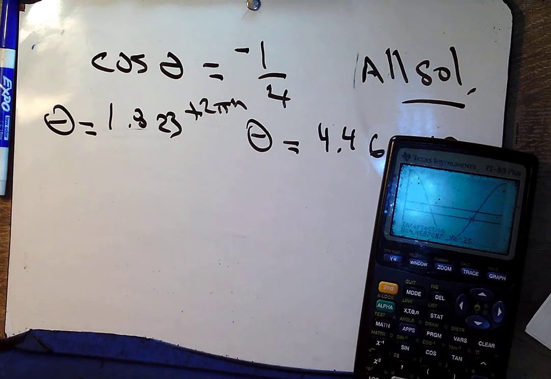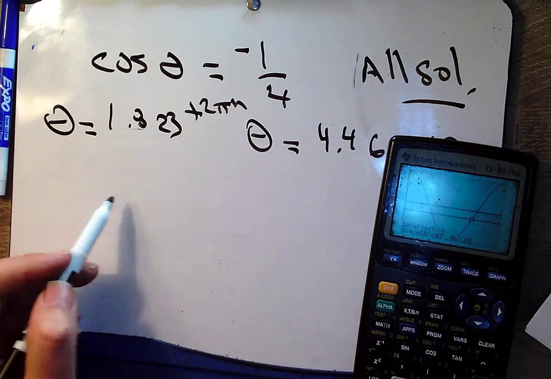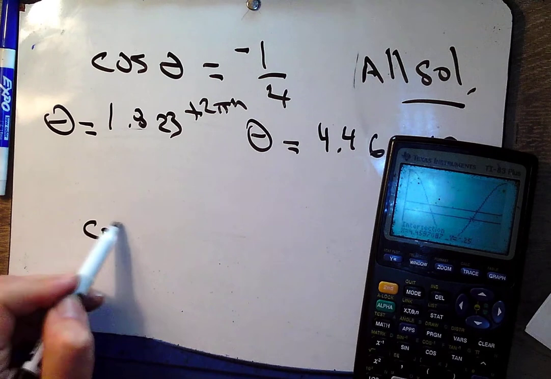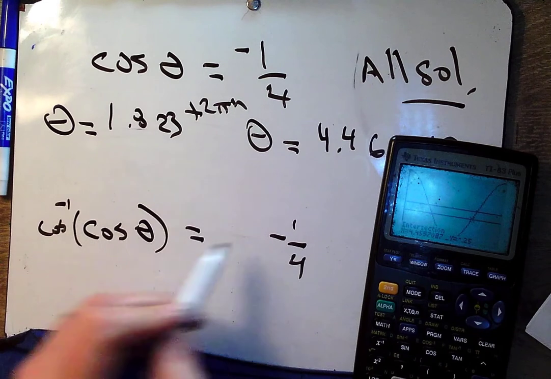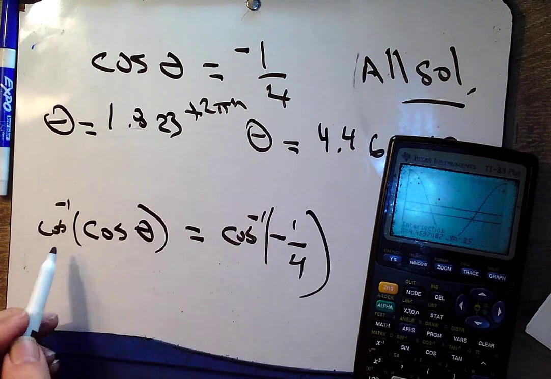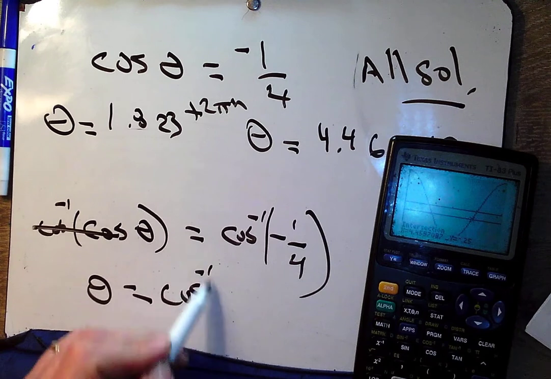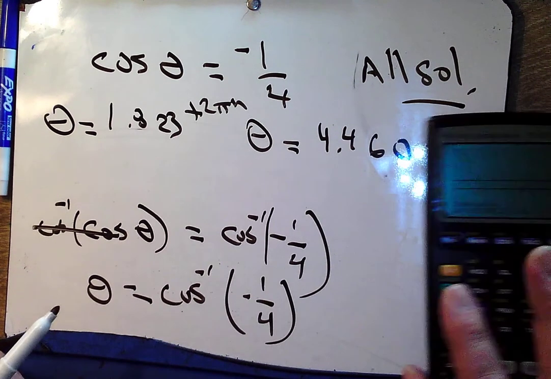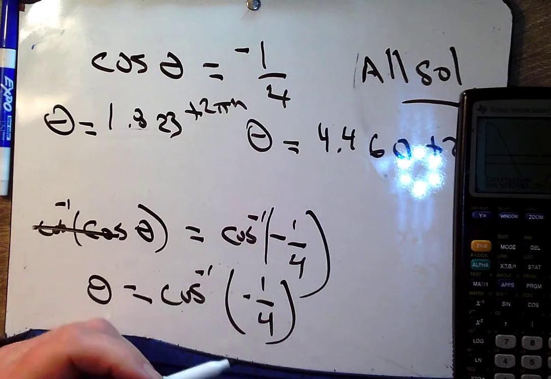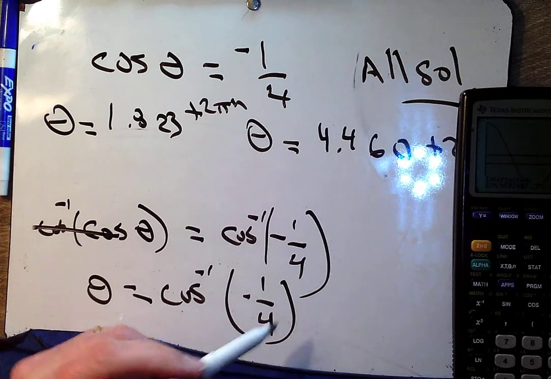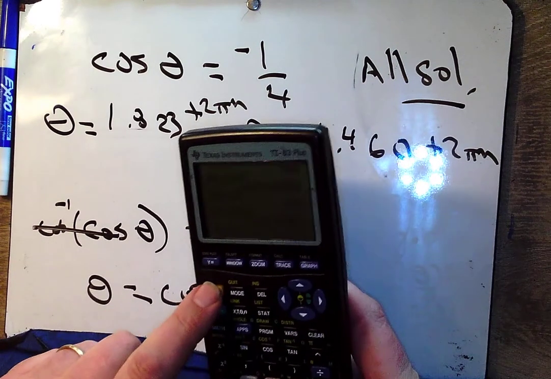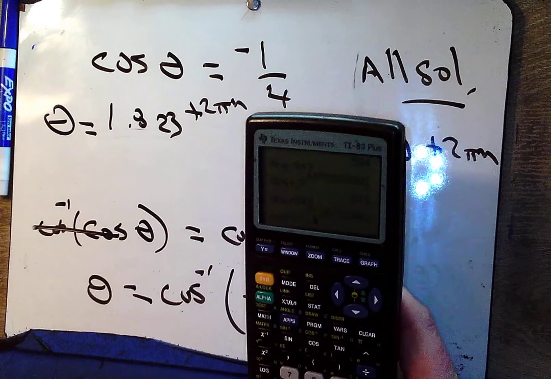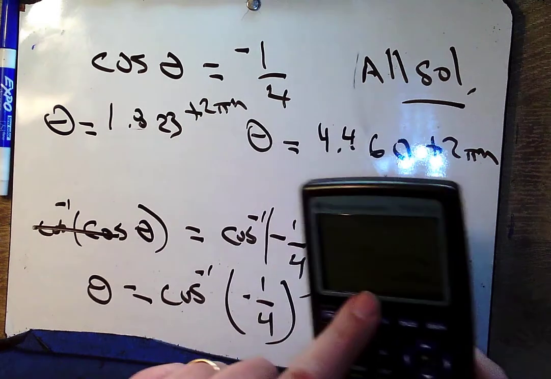I can do this the old school way, where I take the inverse cosine of each side. Cosine theta equals negative 1/4, cosine inverse, and here I've got theta equals cosine inverse of negative 1/4. Okay, that's one solution. What's the other solution? So if I do inverse cosine of negative 1/4, I get this number. And that was that one.